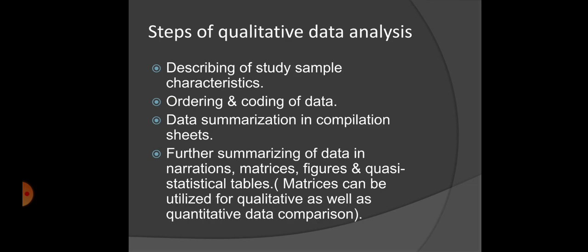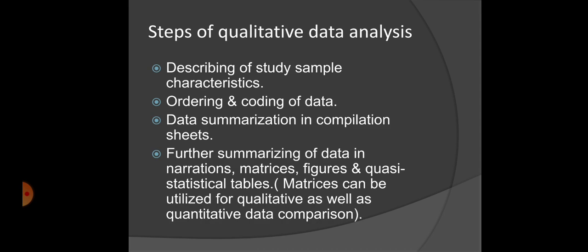The next step of qualitative data analysis: describing study sample characteristics, ordering and coding of data, data summarization in compilation sheets, further summarization of data in narration, matrices, figures and quasi-statistical tables. Matrices can be utilized for qualitative as well as quantitative data comparison.